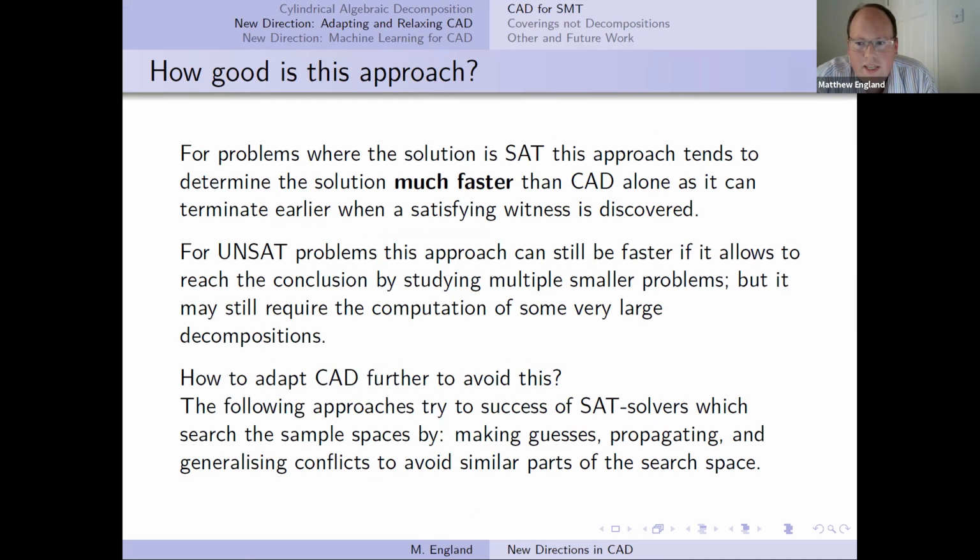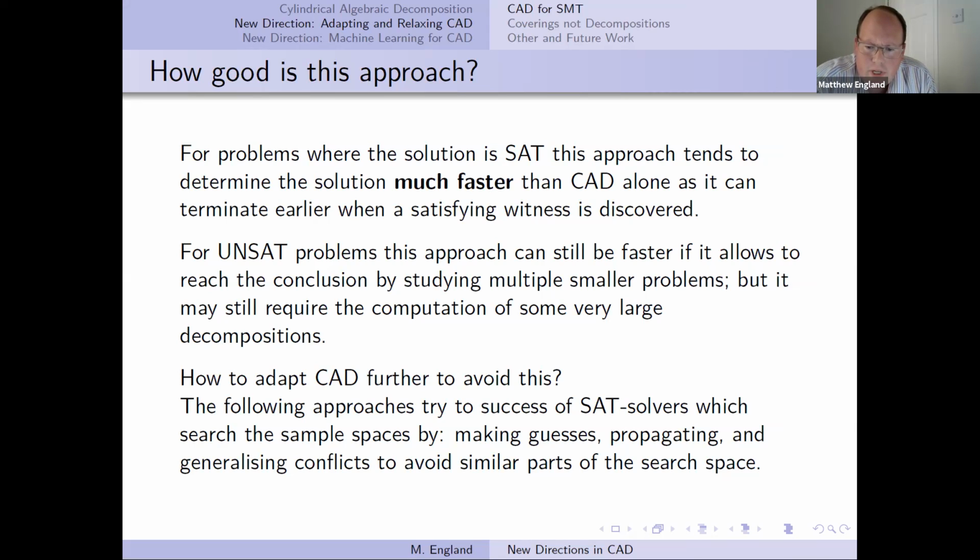And even in the unsat case, it can be faster because we can reach the conclusion of unsatisfiability by studying multiple smaller problems rather than one big problem. But especially in that unsat case, it still may be that you need to compute some very large decompositions. So we really want to adapt CAD a bit more to this situation.